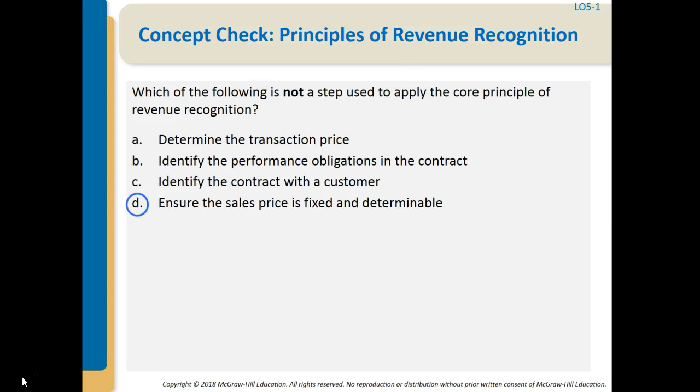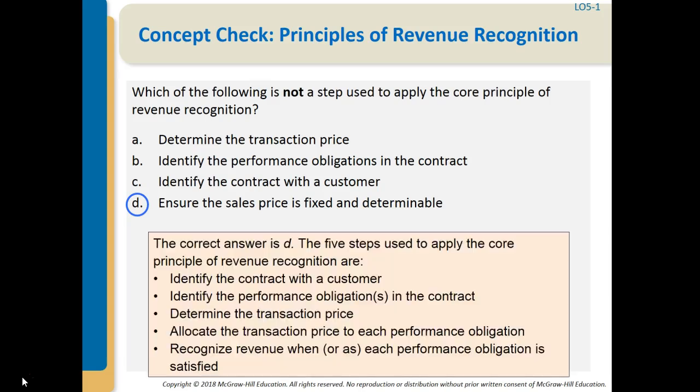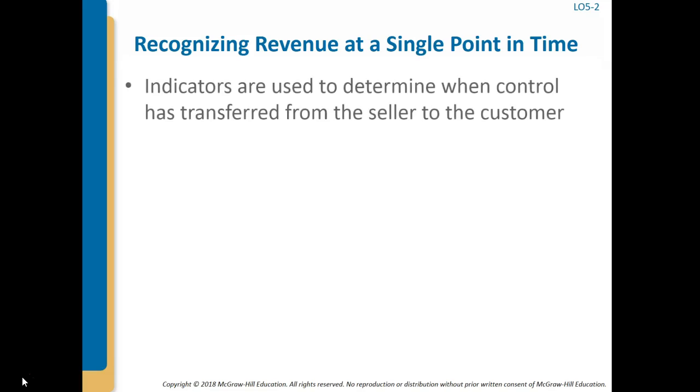As you see here, the key that is not a step in applying this principle is to ensure the sales price is fixed and determinable. In order to have revenue recognition, we've got to determine the transaction price and the performance obligations along with the contract with the customer.